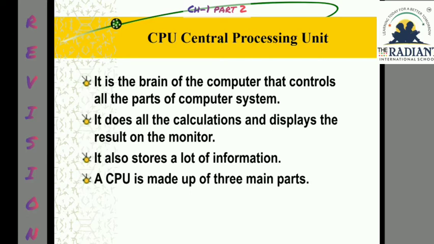A CPU is made up of three main parts. What are its three different parts? MU, CU and ALU. Now MU stands for memory unit, CU stands for control unit and ALU stands for arithmetic and logical unit. Let me see in detail.